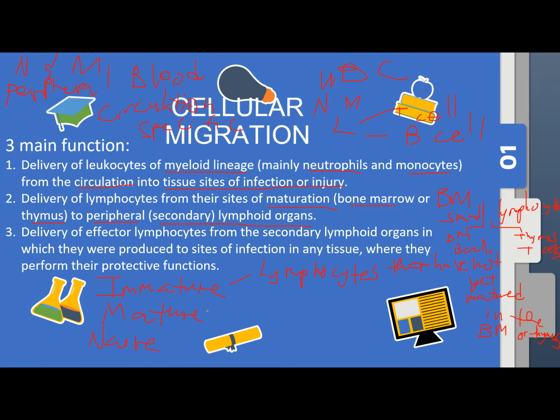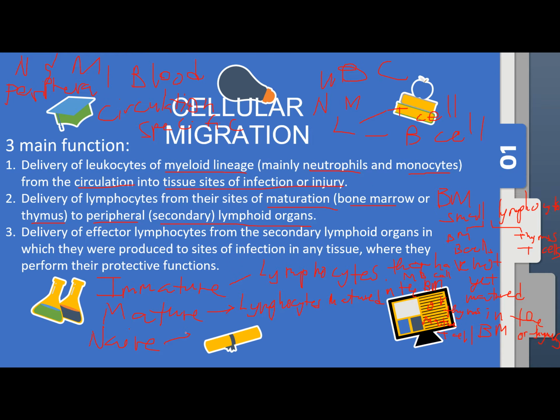Now whenever you would call it mature lymphocytes, these are the lymphocytes that have matured either in the bone marrow or the thymus. This is basically a mature B cell or a mature T cell.